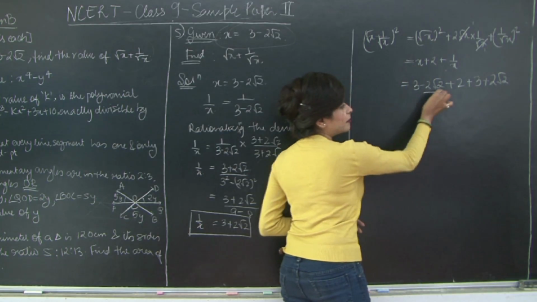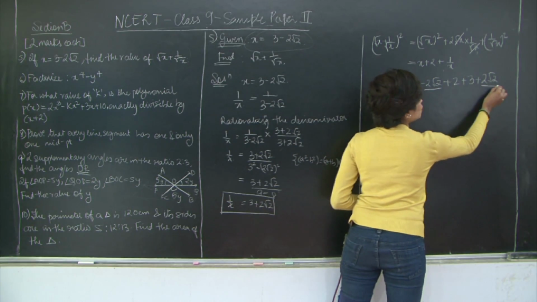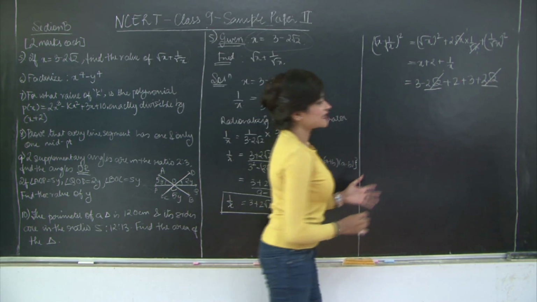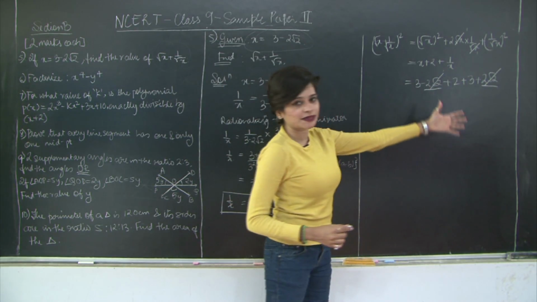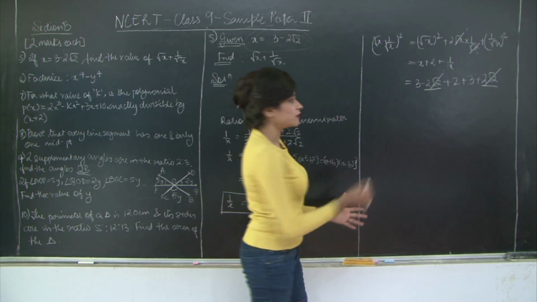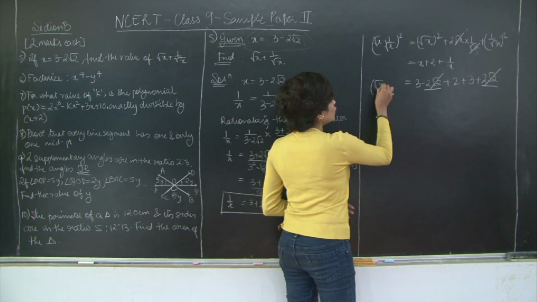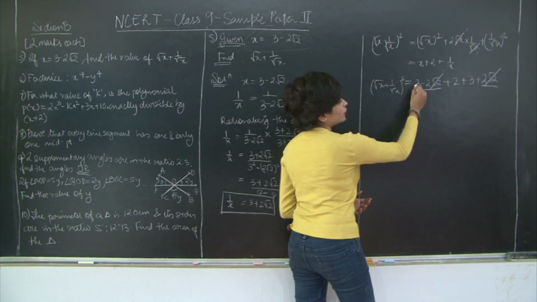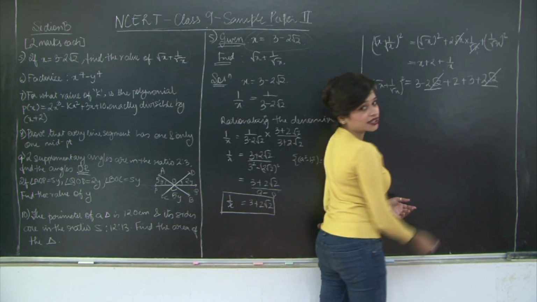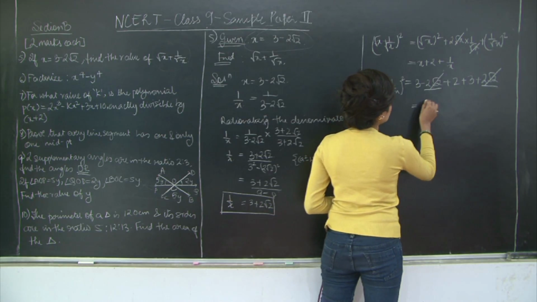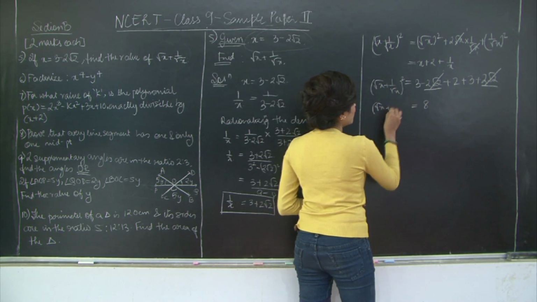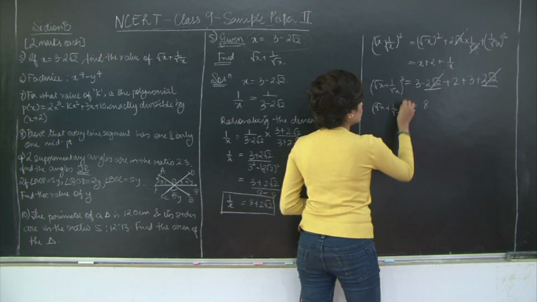So now you have minus 2 root 2 and plus 2 root 2. You can cancel them out easily. When equals are subtracted from equals, the remainders are equal. So here you will be left with root of x plus 1 upon root x the whole square. Now 3 plus 2 is 5 plus 3 is 8. So this is going to be 8: root of x plus 1 upon root of x the whole square.